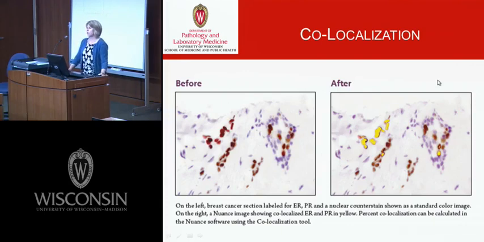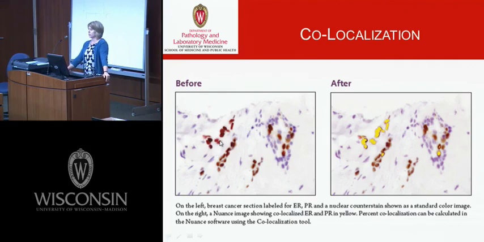So using NUANCE software, one of the advantages is that it can do two things. It can help you separate or identify chromogens that visually look very similar and can highlight those for you. So if we look at the left image, this has been stained with a DAB and then a red marker as well. And visually, when you look at it, it's very difficult to discern which is the brown stain and which is the red stain.